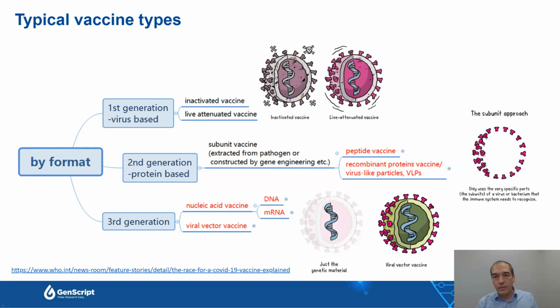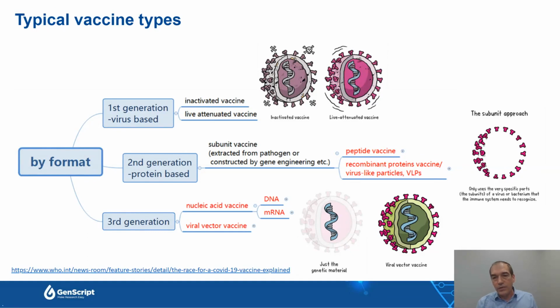So what is a typical vaccine workflow, and what are the typical vaccines that are on the market? According to the WHO website, there are 3 generations of vaccines. The first generation of vaccine was mostly virus-based. Those were either inactivated virus or live-attenuated virus. Then the second generation was mostly subunit vaccine, where the antigen is extracted from the virus or is constructed by genetic engineering means. And those are typically peptide or recombinant protein vaccines or virus-like particles.